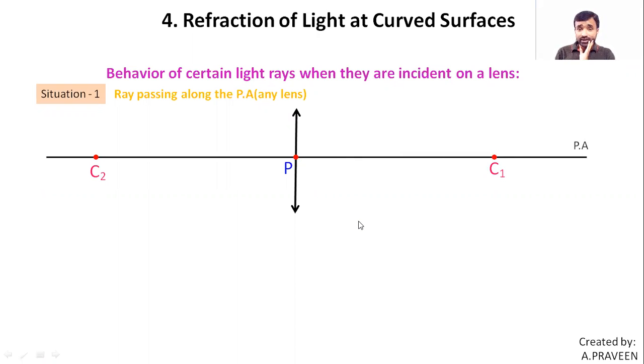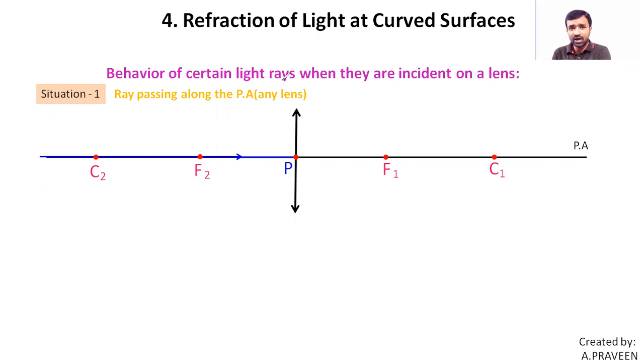Next, identify its focal points, respectively F1 and F2. Remember that you must maintain an equal gap between any two points, pole to the focus. That means P to F1 or P to F2, same distance. P to C1, P to C2, any distance same. Okay. So it will help you to draw the ray diagrams easily. Now I take a light ray along the principal axis. Look at here. A blue color light ray is passing along the principal axis onto the lens.